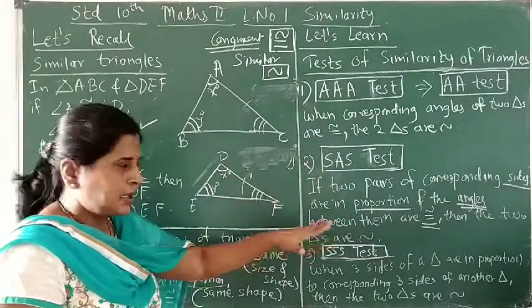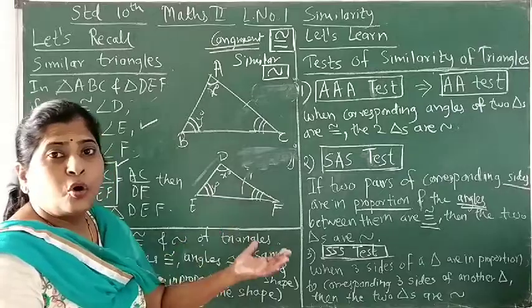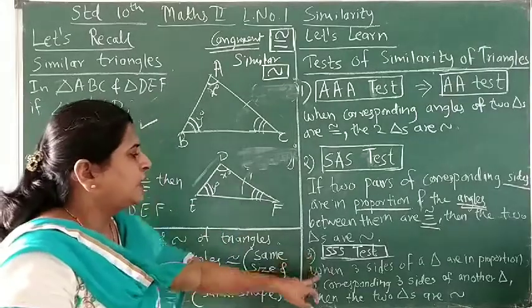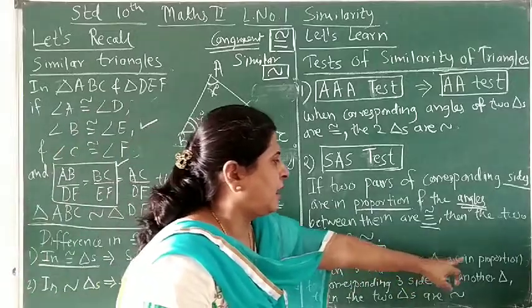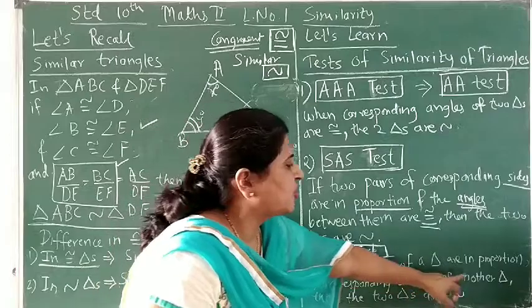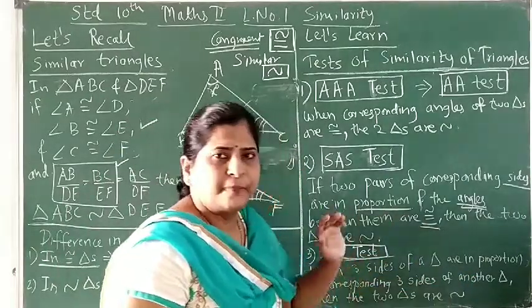And the third test is the SSS test. Okay. So for all three sides, whenever sides come, the word should be proportion. So when three sides of a triangle are in proportion to the corresponding three sides of another triangle, then the two triangles are similar.